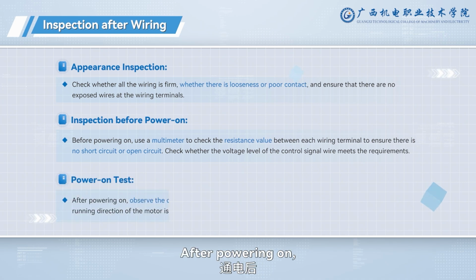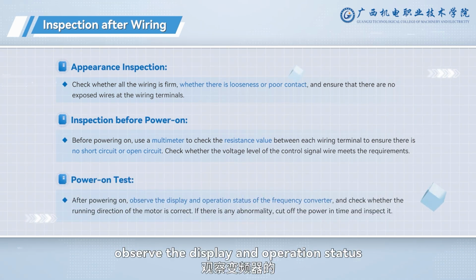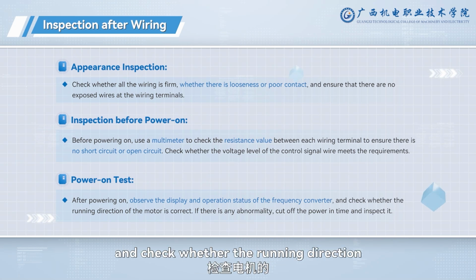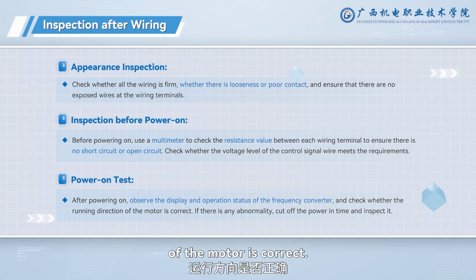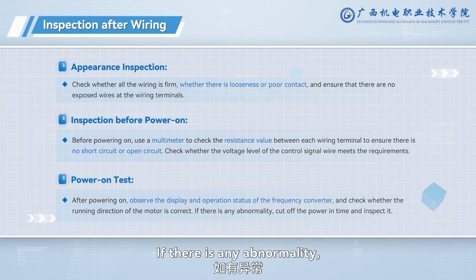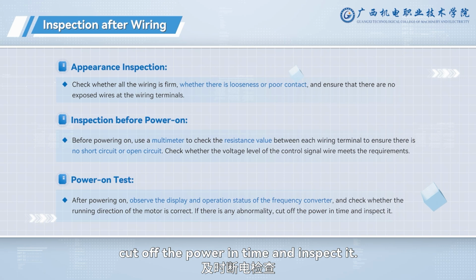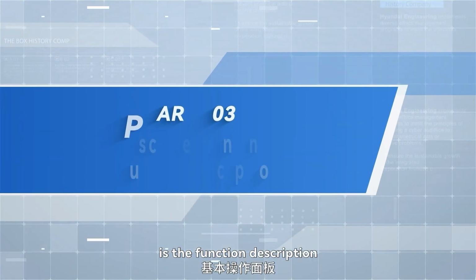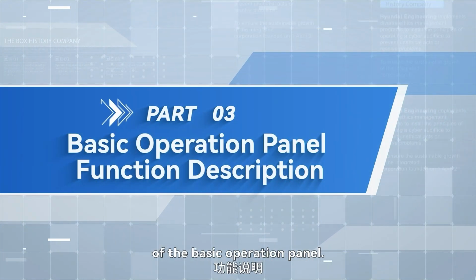Power on test. After powering on, observe the display and operation status of the frequency converter, and check whether the running direction of the motor is correct. If there is any abnormality, cut off the power in time and inspect it. The third part is the function description of the basic operation panel.